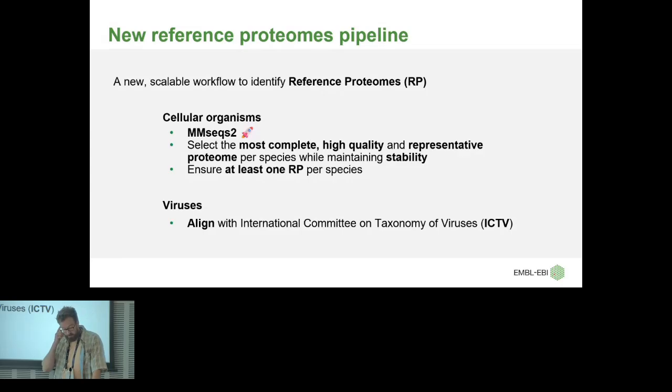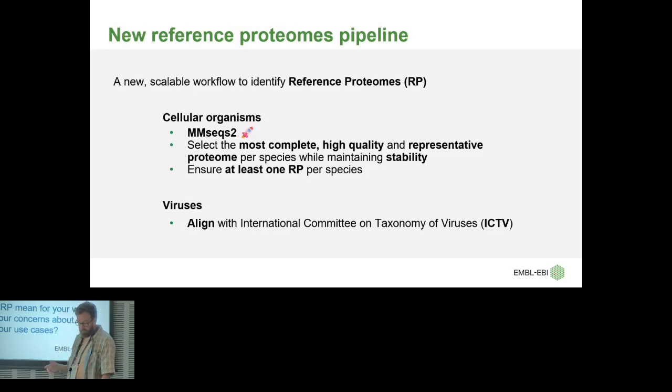This allows us to select the most complete, high quality and representative proteome per species while maintaining stability. At the same time, we will ensure there's at least one reference proteome per species. And for viruses, we would just align with the International Committee on Taxonomy of Viruses. Whatever they consider to be an exemplar genome, we will term a reference proteome in UniProt.